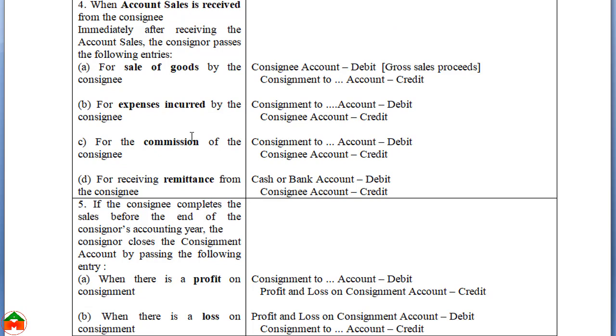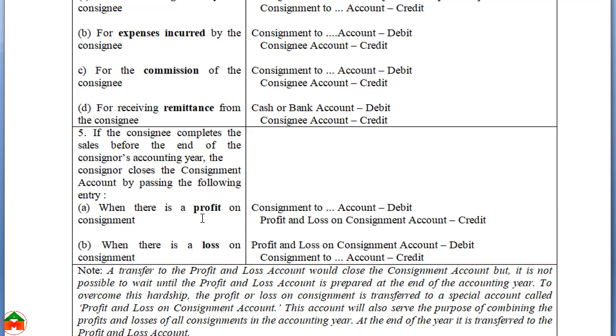And if the consignor receives the remaining amount after deducting the expenses and commission by the consignee, the journal would be cash or bank account debit, consignee account credit. And if the consignee completes the sales before the end of the consignor's accounting year, the consignor closes the consignment account by passing the following entry.